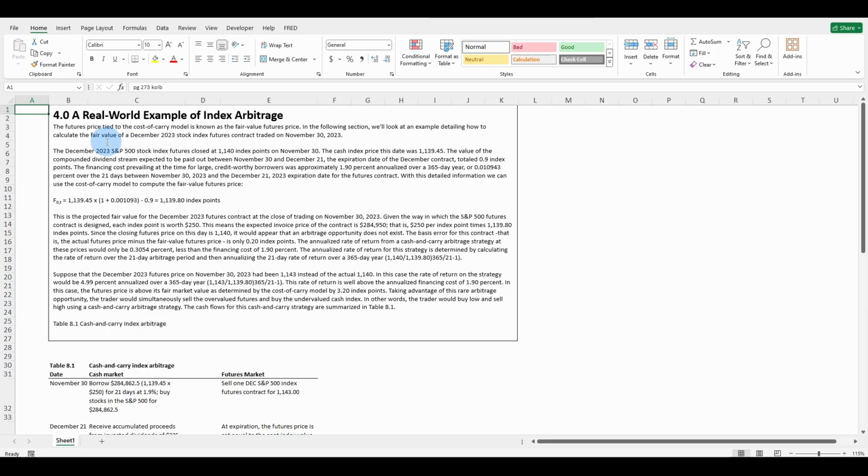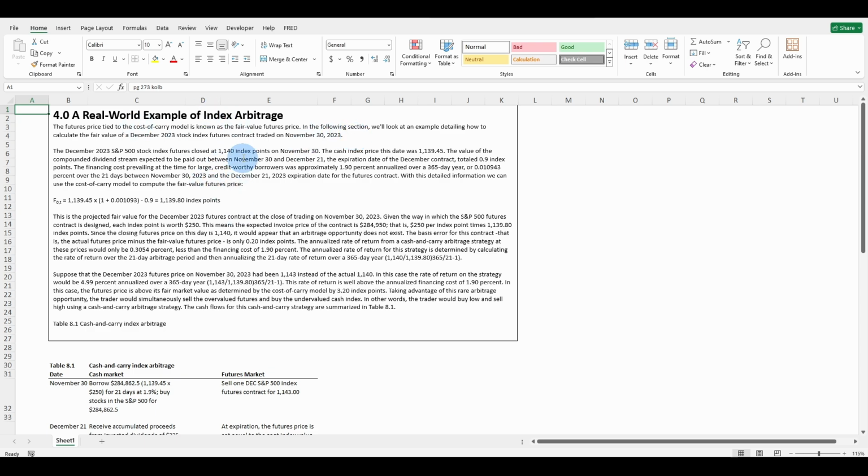The futures price tied to the cost to carry model is known as the fair value futures price. In the following section, we'll look at an example detailing how to calculate the fair value of a December 2023 stock index future contract traded on November 30, 2023.